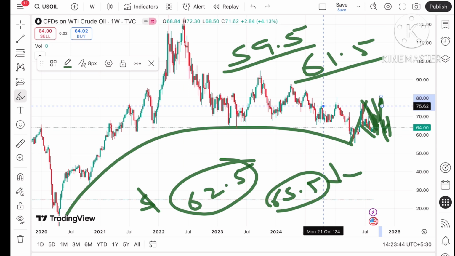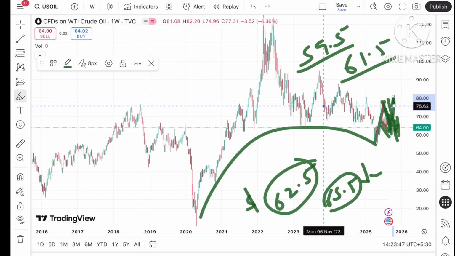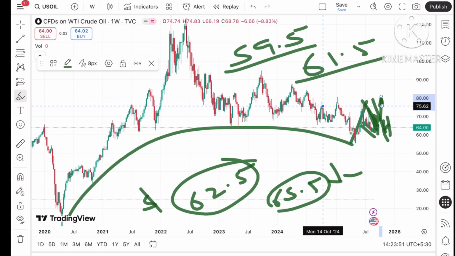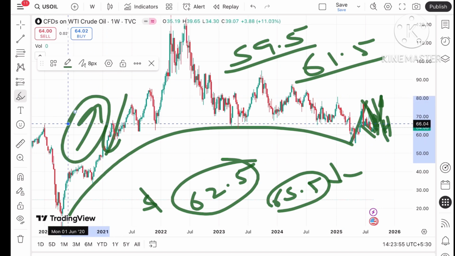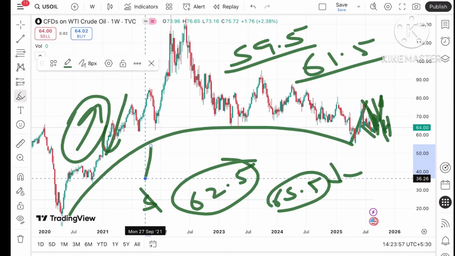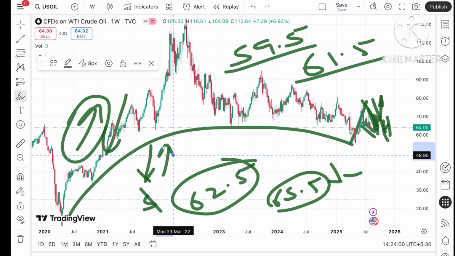Now let's see, the price of crude depends on a lot of factors. One of the factors is the dollar index. I'll show you a dollar index chart also, because the dollar index and crude are inversely related to each other. When the dollar index rises, we see the crude price goes down. When the dollar index moves down, we see the crude price goes up.